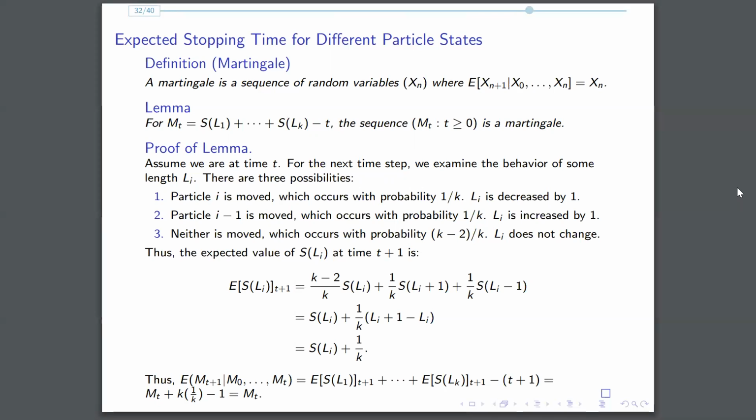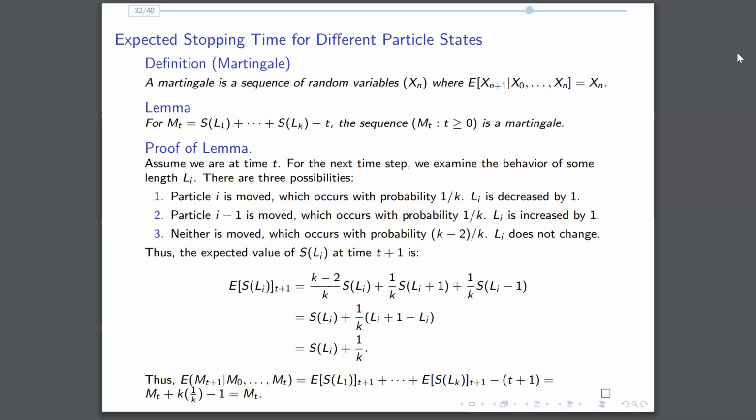Now for our first lemma, we would like to define the random variable Mt equals S(L1) plus S(L2) all the way to S(Lk) minus t. Note that the lengths here, L1 to Lk, are the lengths on the system, on the cycle, at time t. So Mt is a random variable with respect to time. And the lemma is that this sequence, Mt, is a martingale. And here's our proof for the lemma.